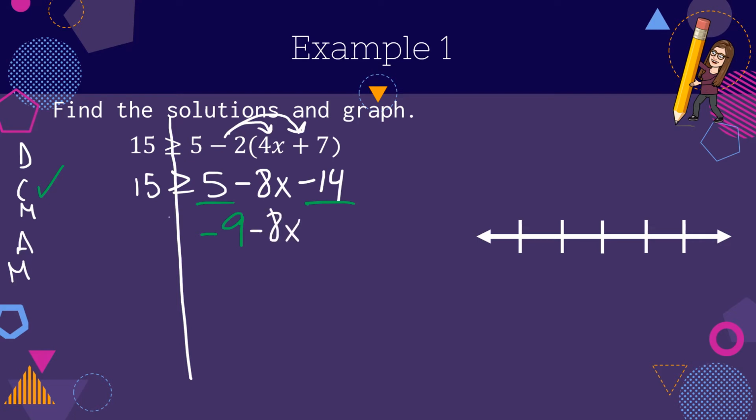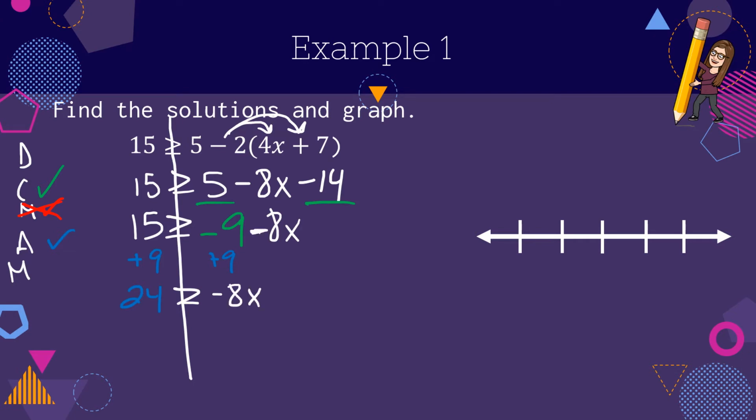Everything else falls down. Next is move. I only have one letter. That's good. I have no move then to do. Add or subtract. Yes, I'm going to add 9 to the other side, which gets me to a 24. Everything else falls down. Careful, that's a -8x.